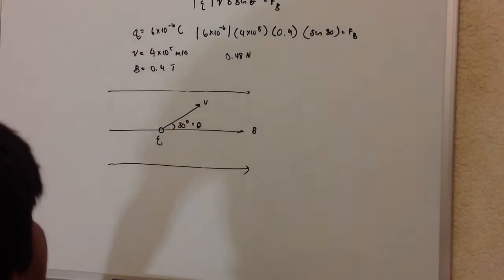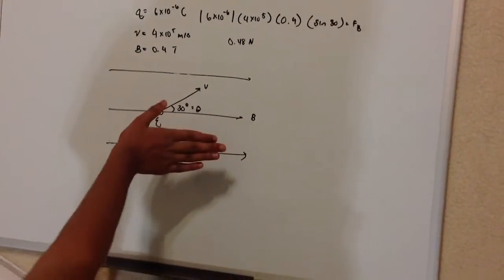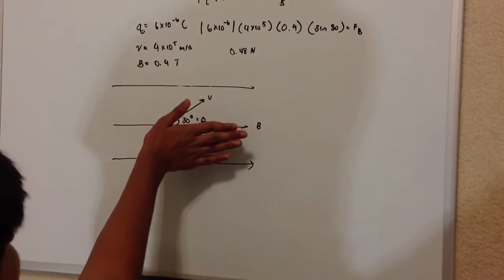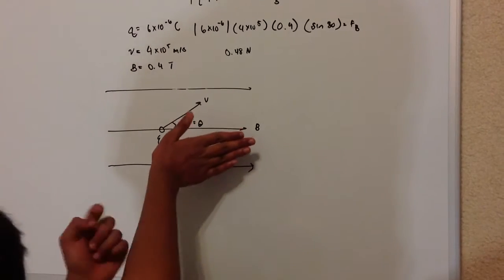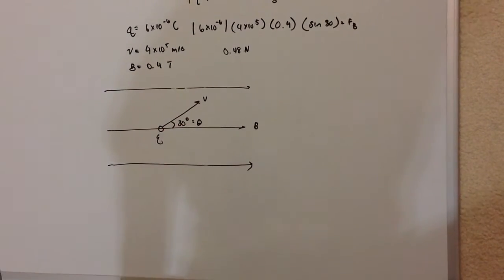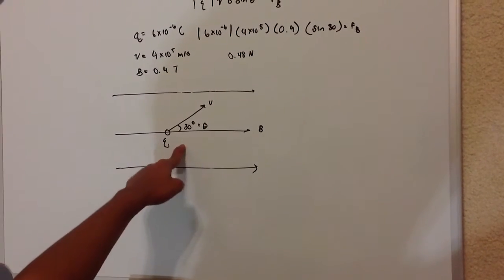Now we have to use the right hand rule. Velocity goes in that direction. Magnetic field goes this way. So the force of the magnetic field goes straight into the page, or in this case, the whiteboard.